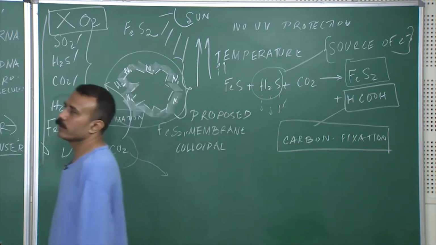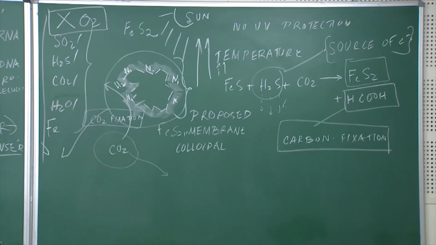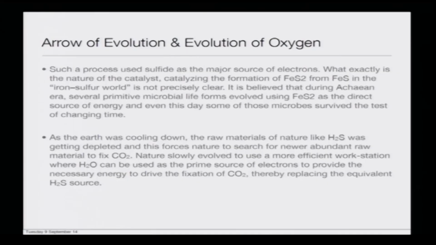and nature needed another molecule as a donor of electron, because in our whole evolution, if you look at it, the evolution of molecules will be accepting and donating electrons. So, who will be the next electron donor? The only other molecule which was present there in abundance was water. And now carbon dioxide fixation. So, it forces nature to search for newer abundant material to fix carbon dioxide.